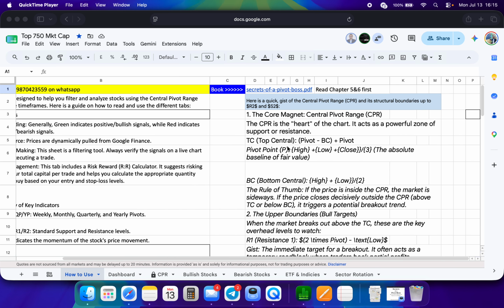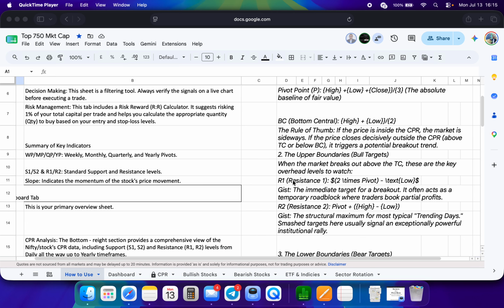Now just briefly I will touch upon what is central pivot range. First, let's talk about pivot, how it is calculated. The previous day high, low and close divided by 3, you come to a figure which is called the pivot. Then another formula which is known as bottom central, BC. The formula is high plus low divided by 2. Accordingly, the top central formula also you can see on the screen and you will find in the How to Use tab.